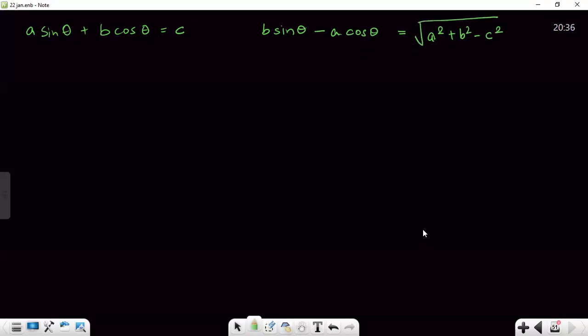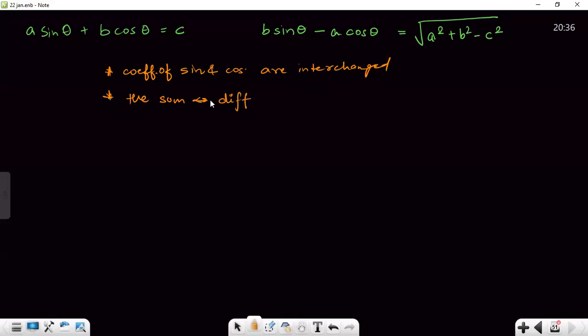What have I actually done? The coefficients of sine and cosine are interchanged, and the sum has become the difference, and the difference will interchange with the sum. So let's take more examples.